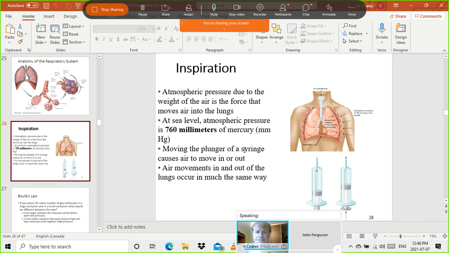Inspiration. Okay, so atmospheric pressure. I'm not really going to go into the mathematics.